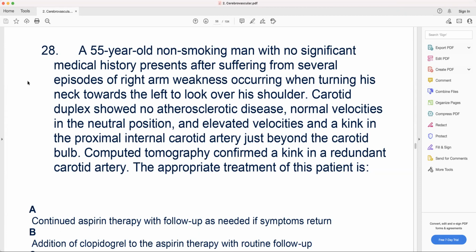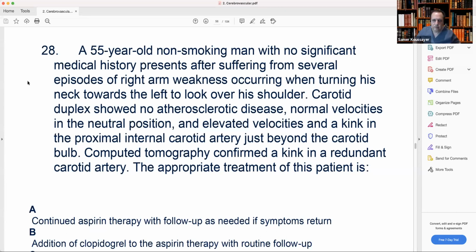All right. A 55-year-old non-smoking man with no significant medical history presents after suffering several episodes of right arm weakness, occurring when turning his neck toward the left to look over his shoulder. Carotid duplex shows no atherosclerotic change, normal velocity in the natural position, and elevated velocity and a kink in the proximal internal carotid artery just beyond the carotid bulb. CT confirms a kink in a redundant carotid artery. What is the appropriate treatment for this patient?